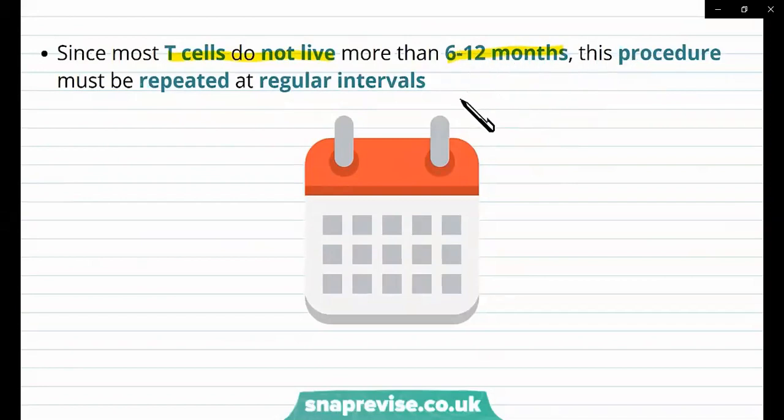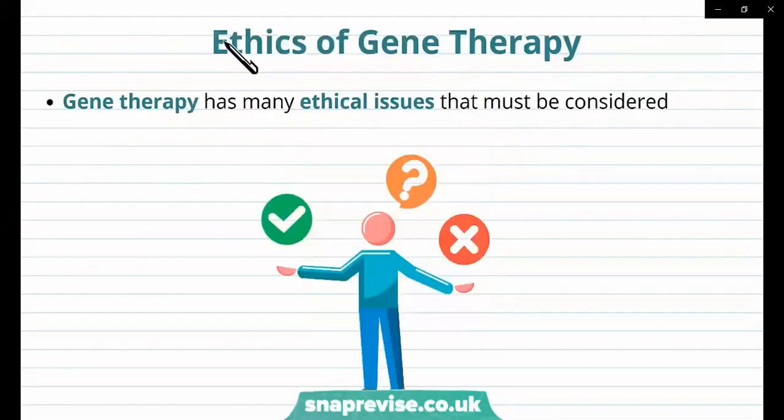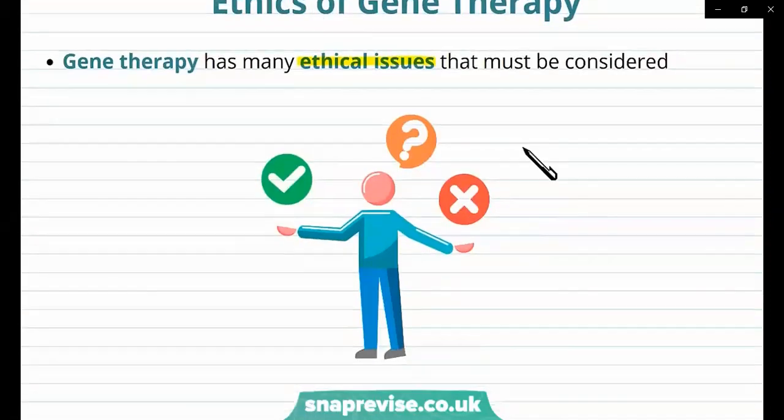Because they'll die, the T cells that the individual is making will still have the faulty allele, because they're originally coming from the patient's cells. So this procedure has to be repeated at regular intervals. That pool won't last forever. There are some ethical concerns around gene therapy. It has many ethical issues that we have to consider.